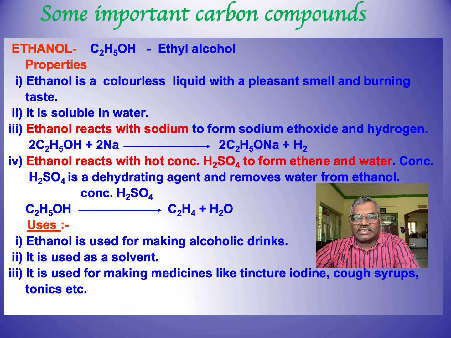The next chemical reaction is the oxidation reaction. Ethanol oxidizes with strong oxidizing agents like acidified potassium dichromate, that is K2Cr2O7, or alkaline potassium permanganate, KMnO4. So it oxidizes into ethanoic acid.